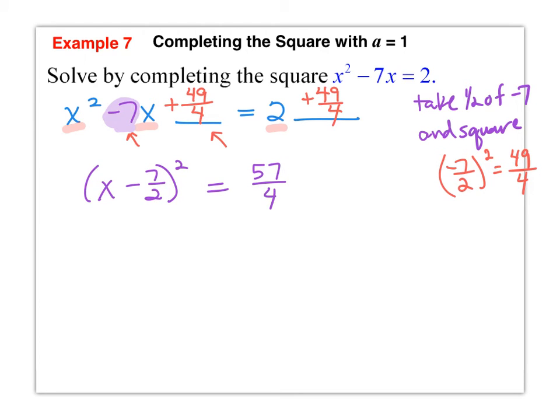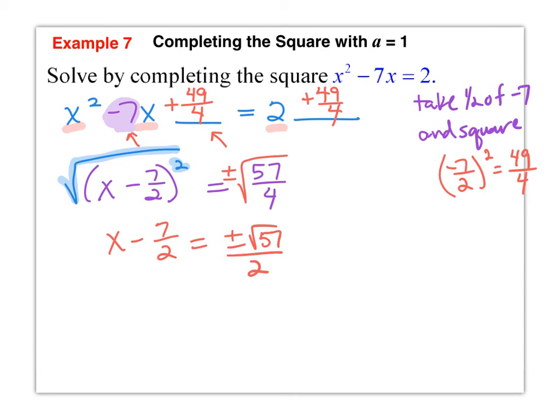Now we can apply the square root property. Since we have isolated the squared quantity on the left side, we can take the square root of the left and the square root of the right, as long as we consider both the positive and the negative possibilities. And the square root and the squared power are inverses, so those will divide out, and we'll have x minus 7 over 2 on the left side, and plus or minus the square root of 57 over 4, which we can write as the square root of 57 over the square root of 4, which is 2.